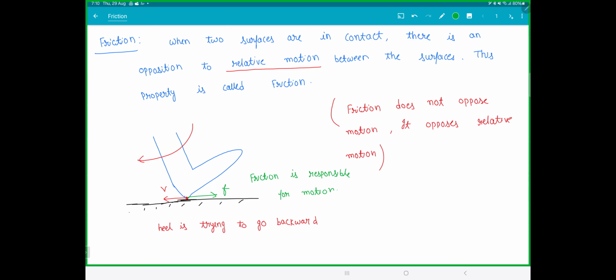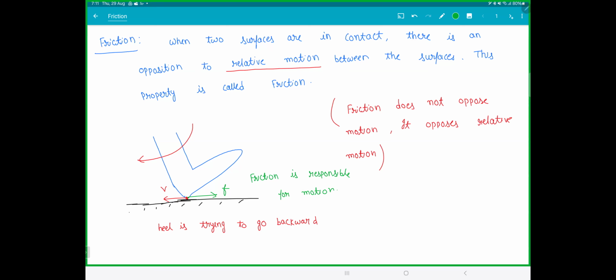Your leg is hitting. And imagine if the ground is very smooth, there is some oil there. What will happen? Your leg will slip backward, isn't it? So your leg is actually trying to go backward. Because it is rubbing backward, friction will be forward. You're getting it? Same way, think about your cycle.